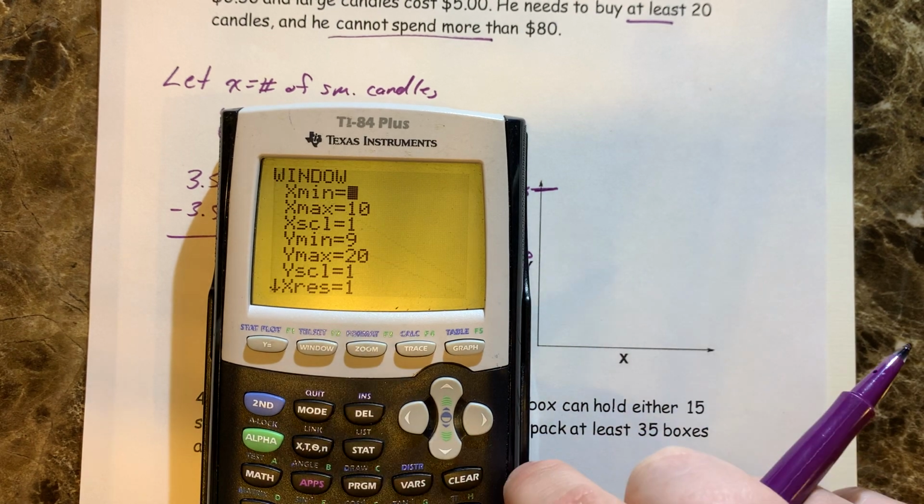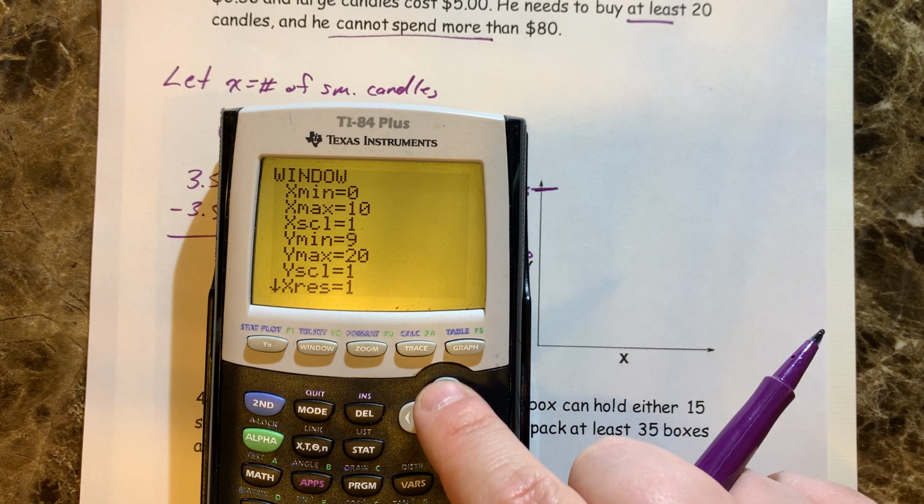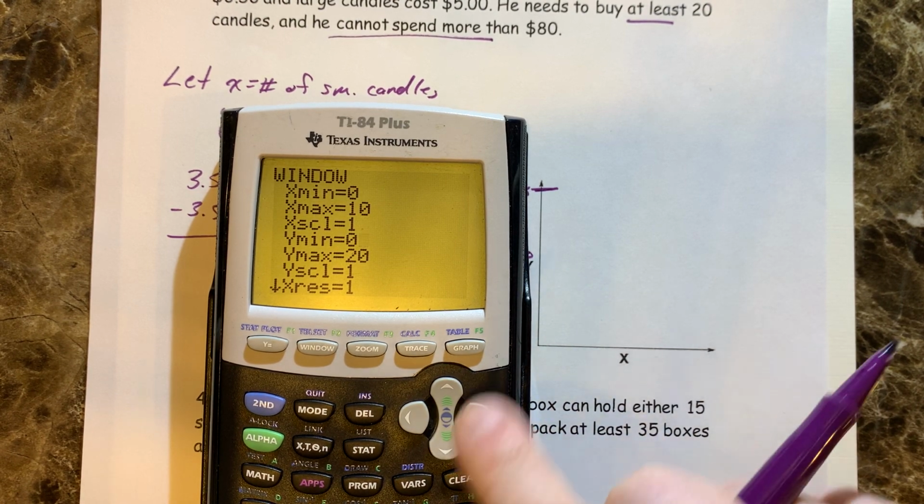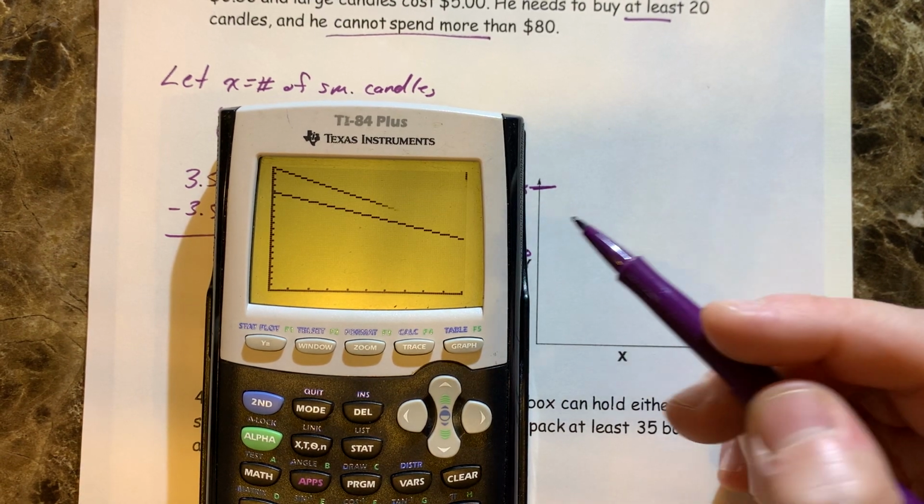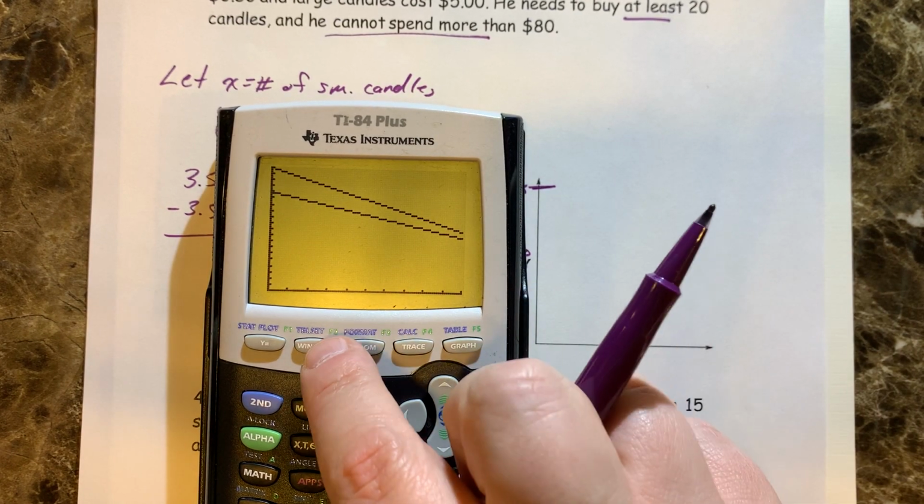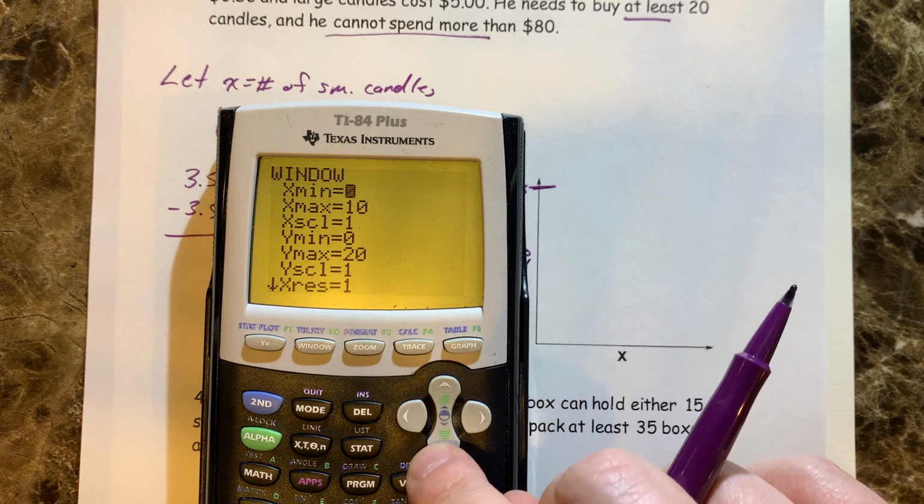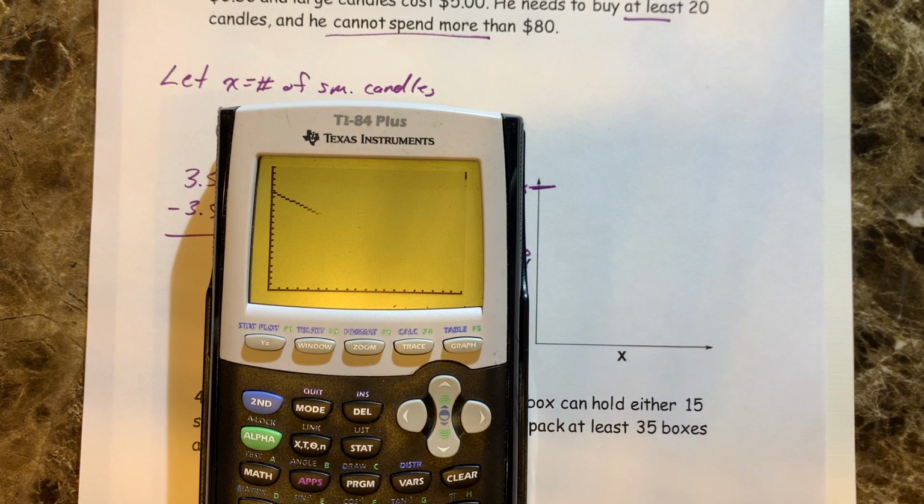You can now go to your window and say, okay, it went up to 10. Oh, but the y minimum changed to 9. That's weird. Let me change that back to 0 so that now I can hit graph and we can see that it wasn't going far enough out. So it kind of gives you some hints to play with a little bit. It's not foolproof. I'll now have to go to the window and I can see that 10's not far enough out. Let me make that 20 as well.